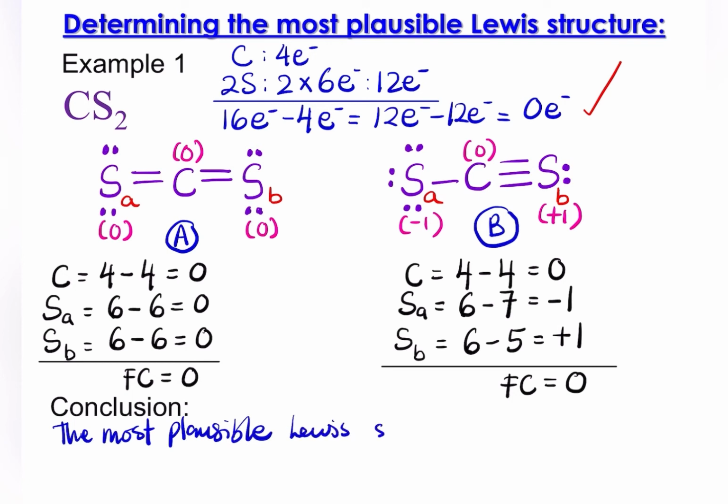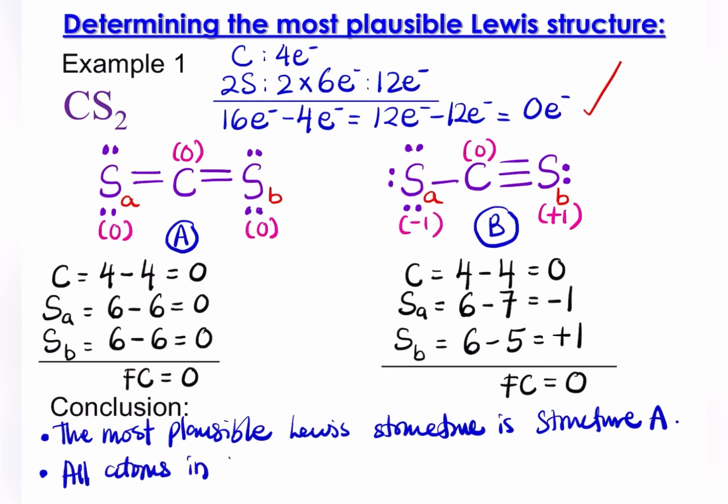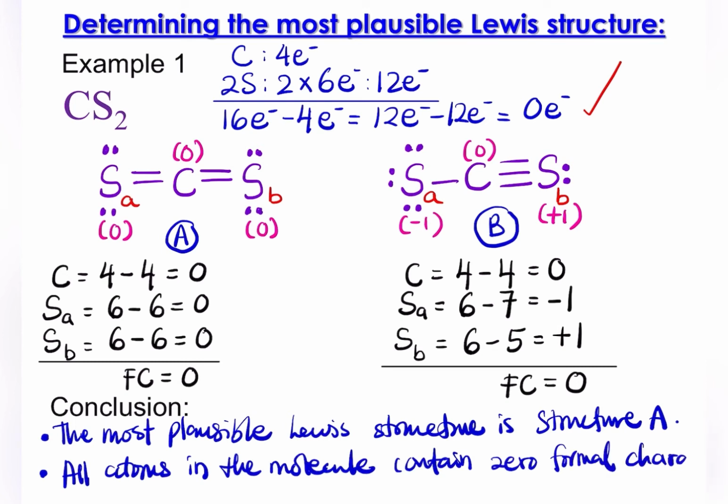So, barulah kita boleh buat statement untuk conclusion, iaitu di mana we can say that the most plausible Lewis structure is structure A. That is the first point. And then the second point, awak kena bagi tahu reason kenapa. So, awak boleh cakap, it is due to all atoms in the molecule containing zero formal charge. So, once you write it like this, your answer is already complete. So, it's very easy. Syaratnya, awak kena calculate valence electrons dengan betul dan draw the Lewis structure correctly.